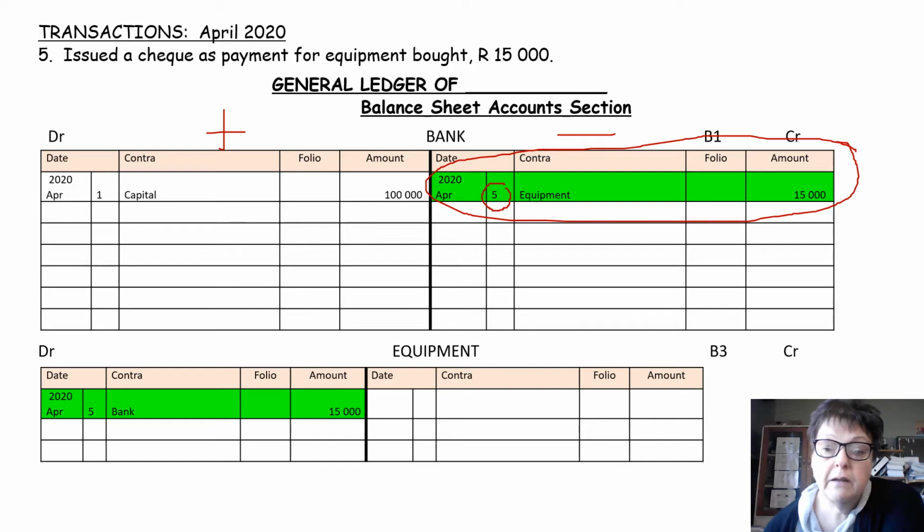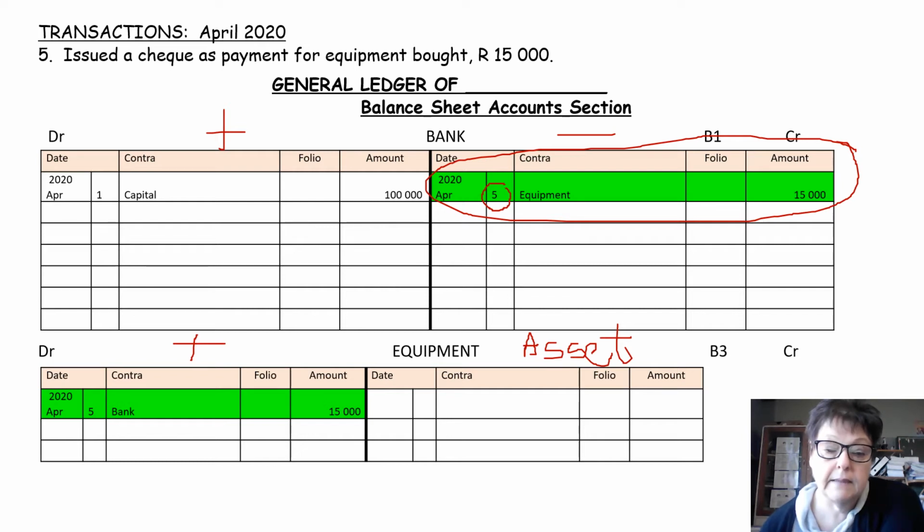On what are we spending? On equipment. So in the contra column, you will write what you are spending the money on, equipment. Each transaction must be recorded in 2 accounts. In this, money was taken from the bank, so that is why we have bank account. What did we get in the place of the money? We got equipment. Equipment is an asset, remember. If we buy equipment, our equipment will increase. Equipment being an asset will increase on the debit side.